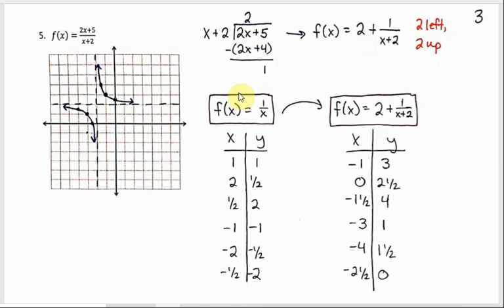So 2 to the left and 2 up, so if we're going 2 to the left, the vertical asymptote's got to go over 2, so I've got x equals negative 2 as a vertical asymptote now. Horizontal asymptote's got to go up 2, so instead of y equals 0, I've got y equals 2. And then for the points, I just said, all right, subtract 2 from the x coordinates and then add 2 to the y coordinates, and that should be enough to do it. And if you do that, you end up with these points over here, and you plot them, and that's where you end up right there with that graph. So again, same shape, just moved over and then moved up.